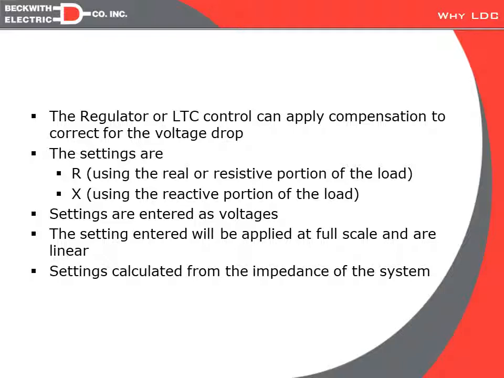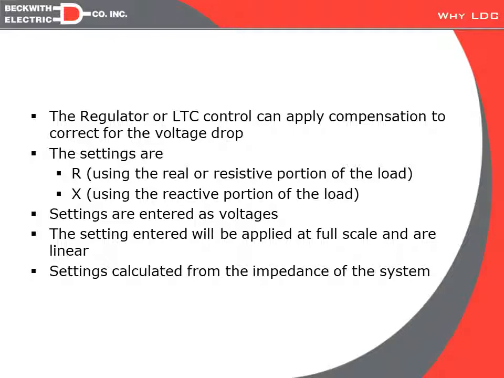And the settings will be entered in as voltages, and the voltage that's entered is the voltage at full scale. So full scale current is 200 milliamps, and I have a positive 5 for an R. That means if I have 200 milliamps of real current, apply 5 volts. If I have 100 milliamps of real current, apply half of that, which would be 2.5 volts. So it's a linear approach, and it's calculated using the system impedance.